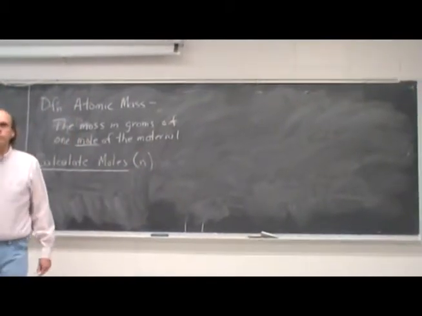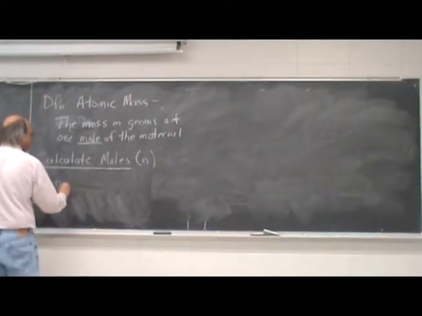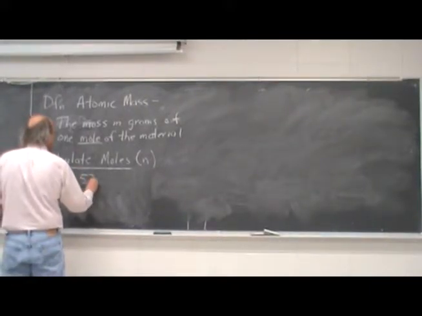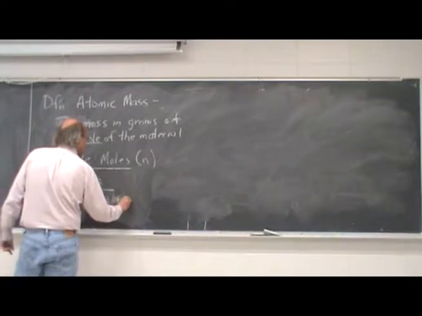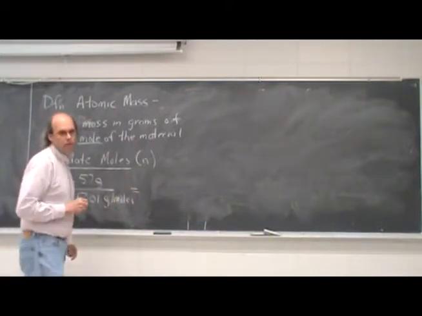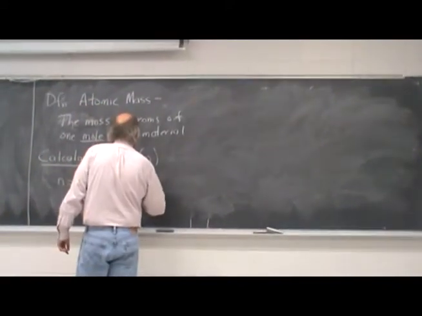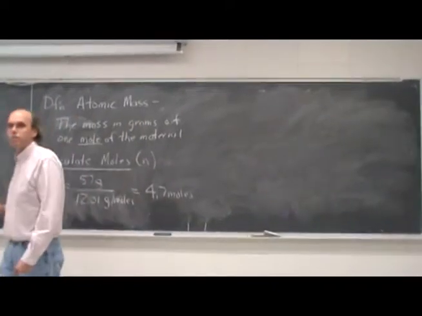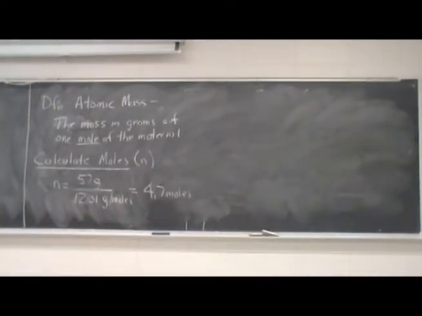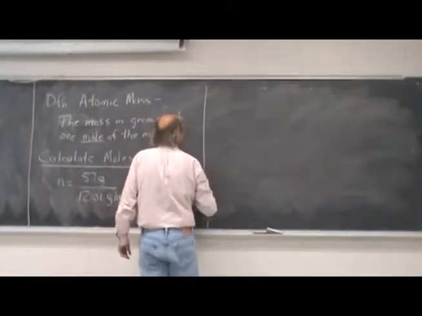We'll use little n for this as the symbol for moles. And the moles of carbon is just going to be the ounces of carbon over the atomic mass. And that will give us 4.7 moles of carbon. Okay, well that doesn't really get us all that much closer. Now we need to know what a mole is.